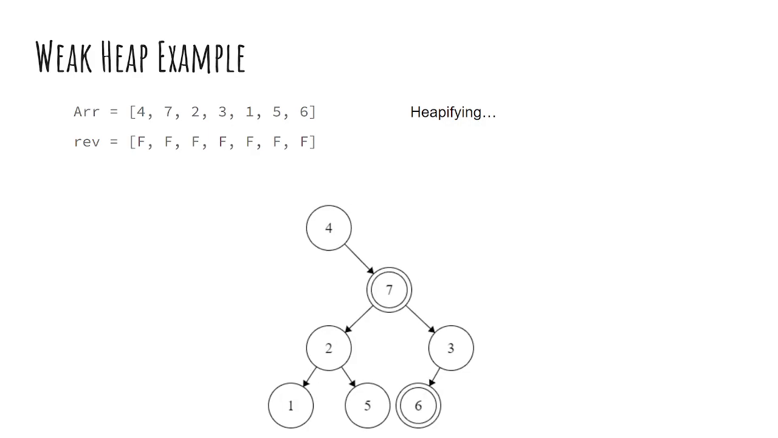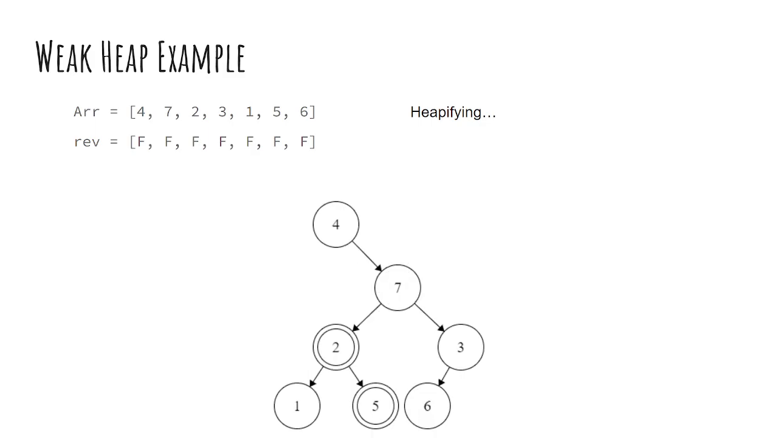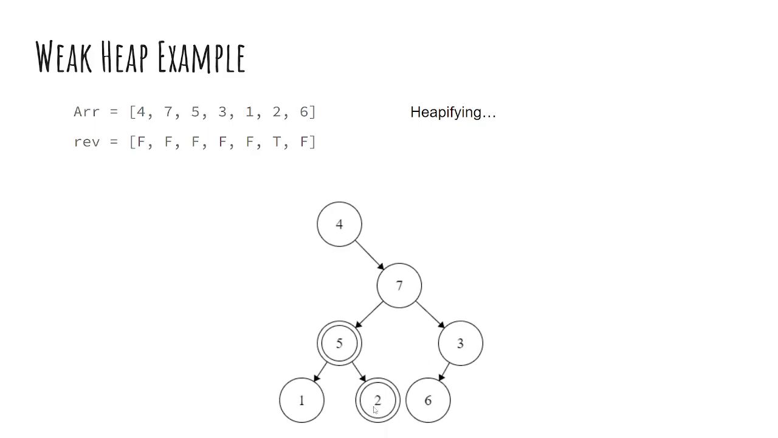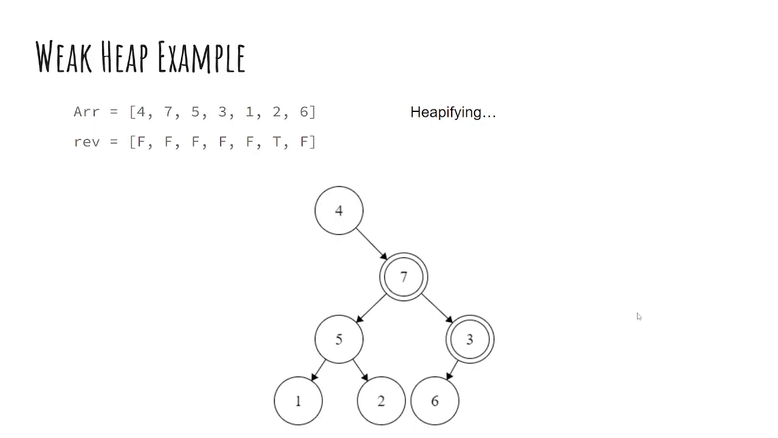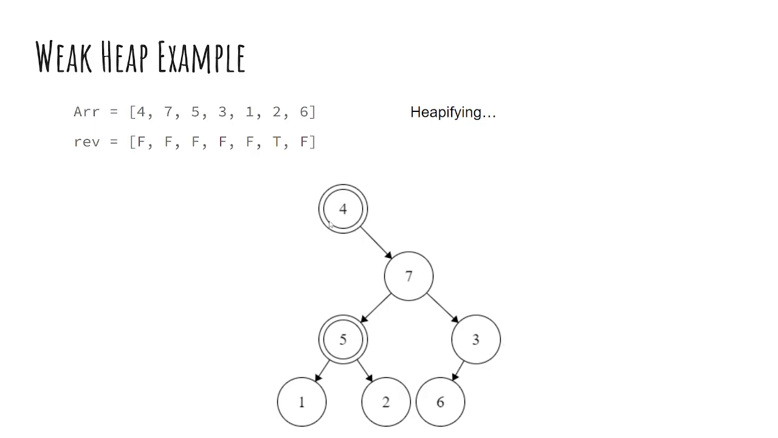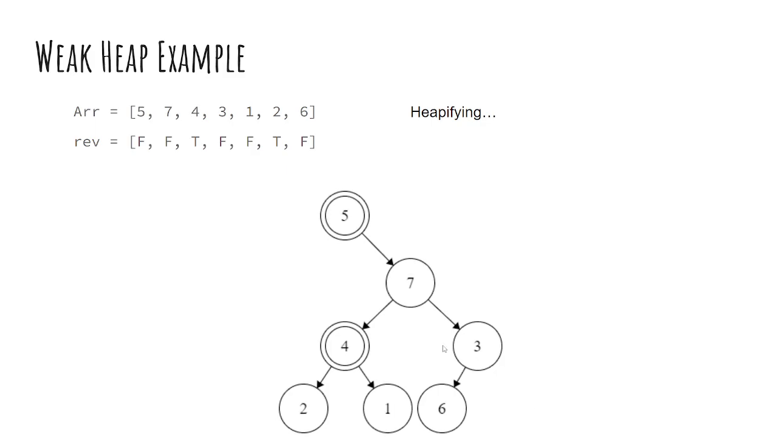So 6 is not less than 7, so we don't do anything. Now we look at 5 and 2. 5 is actually greater than 2, so we swap them. However, we also swap 2's subtrees. Since 2 is a leaf node, it doesn't have any. Now we're comparing 1 and 4. 1 is not less than 4, so we don't do anything. Now we compare 3 and 7. 3 is not greater than 7, so we don't do anything. 5 is greater than 4, so we swap 5 and 4, and then we swap 4's subtrees. And so the 2 goes on the left, and the 1 goes on the right of 4.